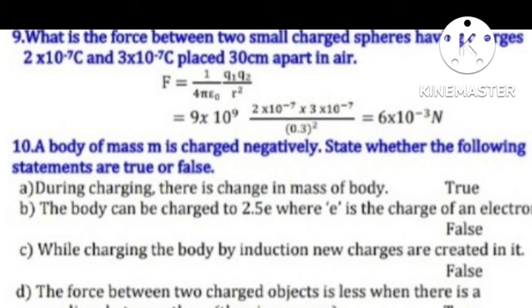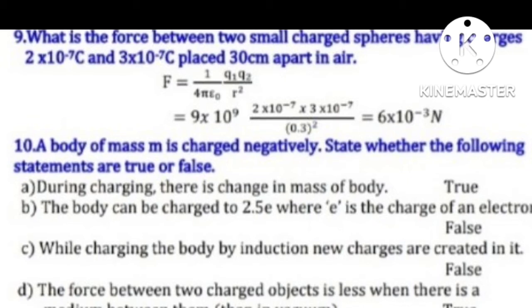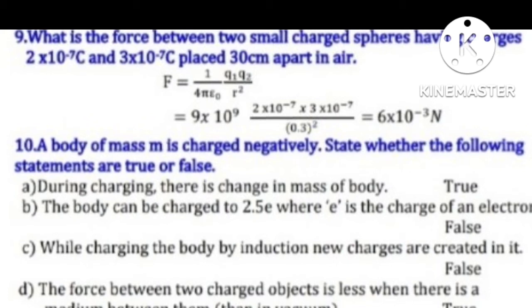We have to calculate the force between the charges. How can we find the force between two small charges? Yes, we can apply Coulomb's law. So directly we can apply F is equal to 1 by 4 pi epsilon 0 Q1 Q2 by R square. Here there is no conversion of charges, so we can directly substitute the values. For the exam, you have to mention the values, that is Q1, Q2 and R.